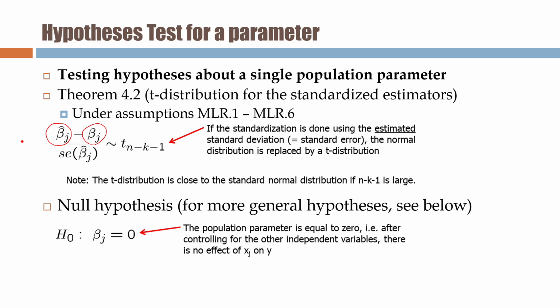So we want to know, okay, I calculate the beta hat and I got some number, but is this number just happened by chance, or does my factor actually have some kind of effect on my dependent variable? So that's why our null hypothesis is beta j equals 0, which means the factor has no effect. So this is the meaning: there is no effect of xj on y. We want to know whether xj actually has an effect on y.